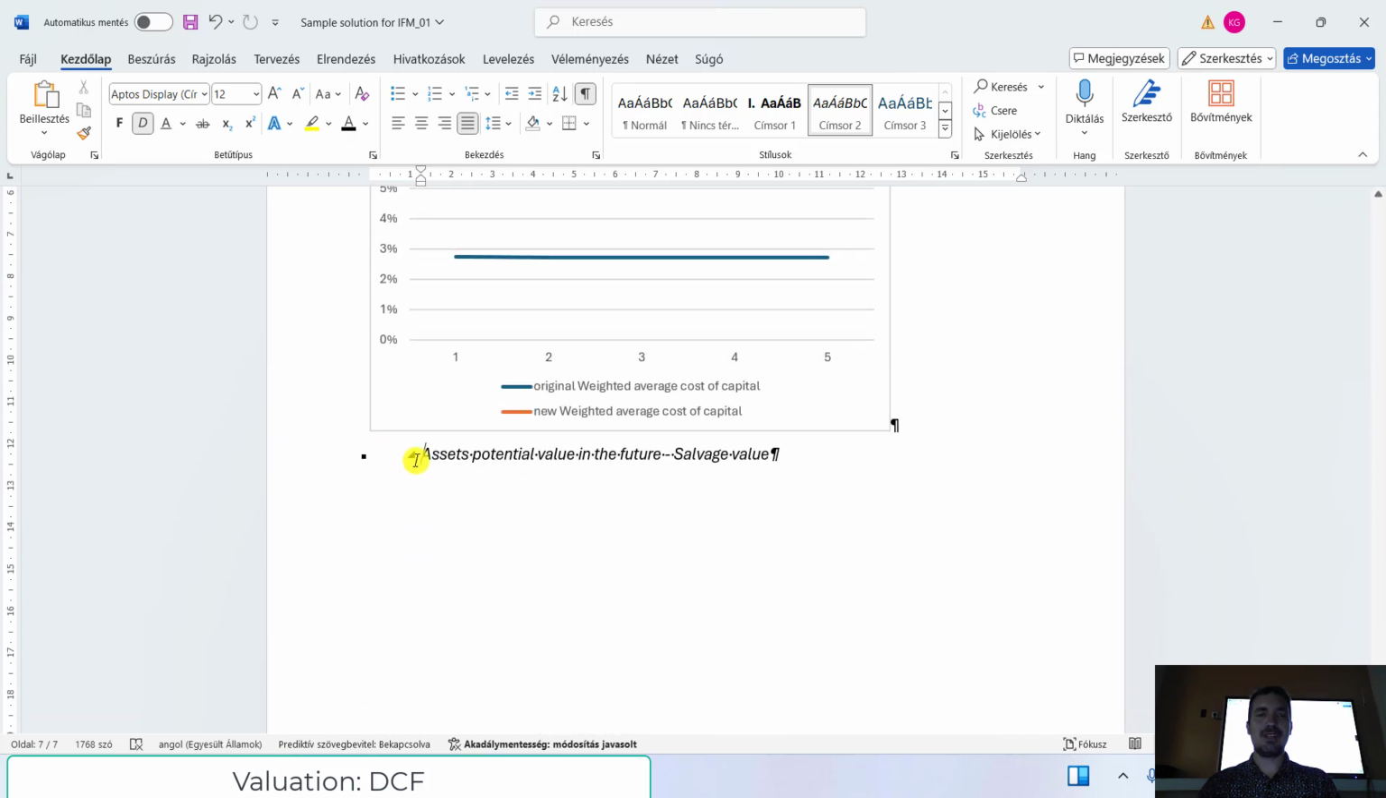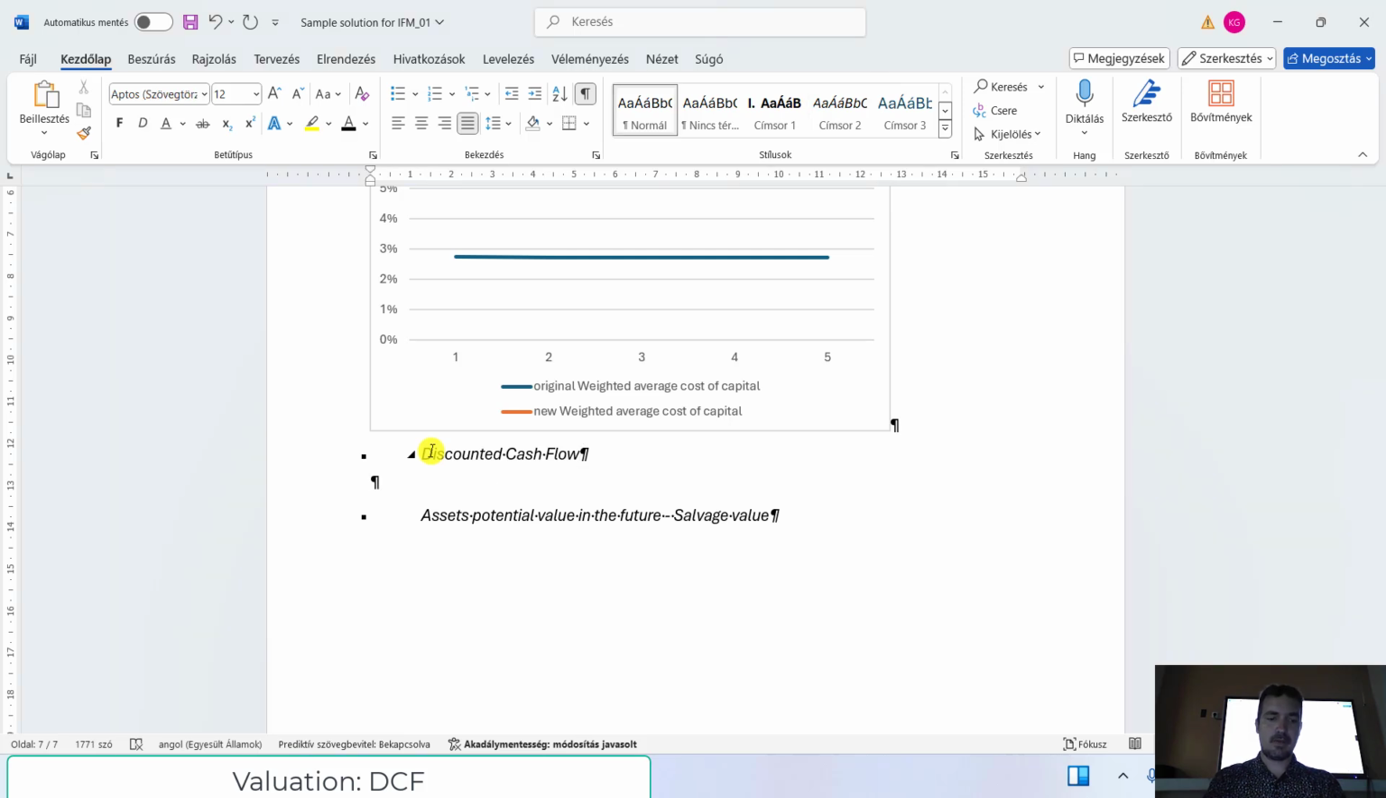Oh, I forgot to... so the DCF is the present value of the free cash flow, and where the discount rate is the WACC.